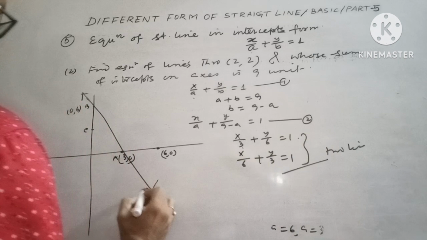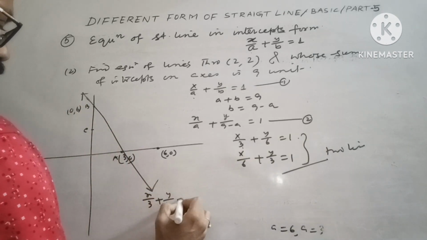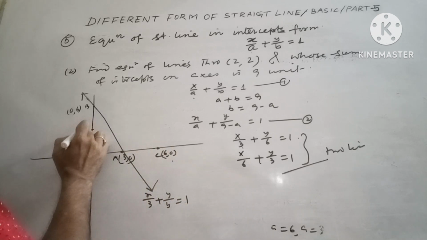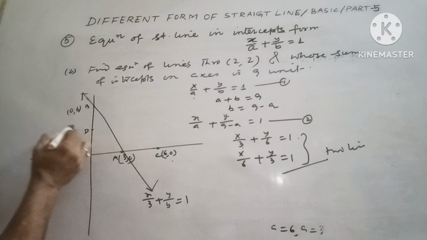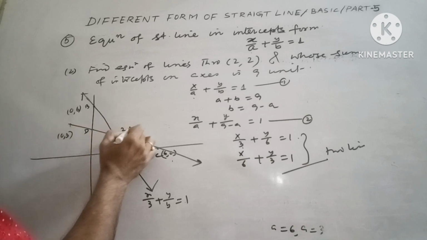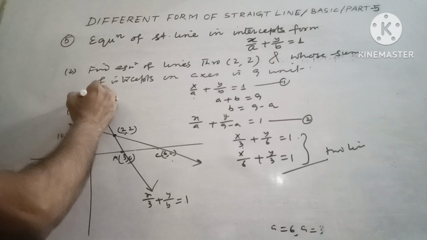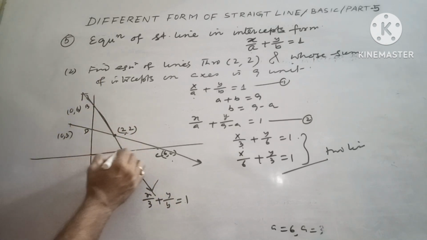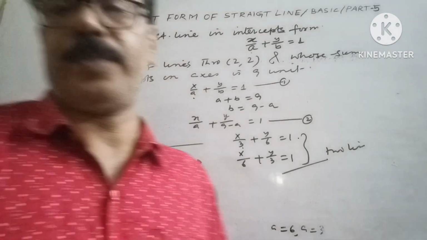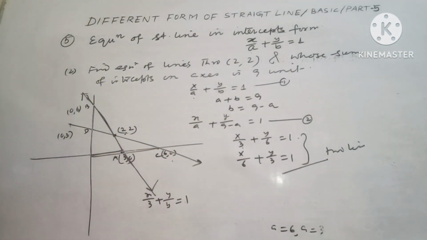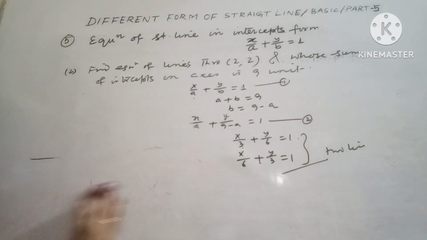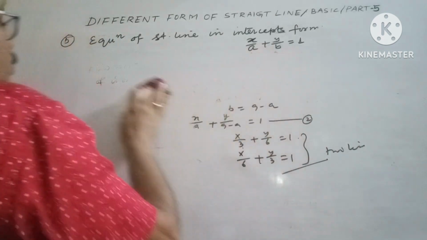x by 3 plus y by 6 equals 1. And the second one is x by 6 plus y by 3 equals 1. This is C and this is D, (0, 3). So join CD. This is another line and this point is (2, 2). Look, both the lines pass through (2, 2) and the sum of intercepts is 3 plus 6, 9, and it is 6 plus 3, 9. So use the conditions and solve it. It is a solution of algebra.